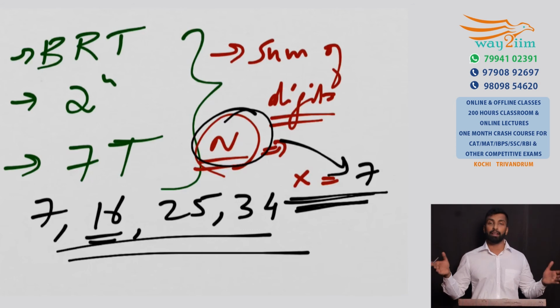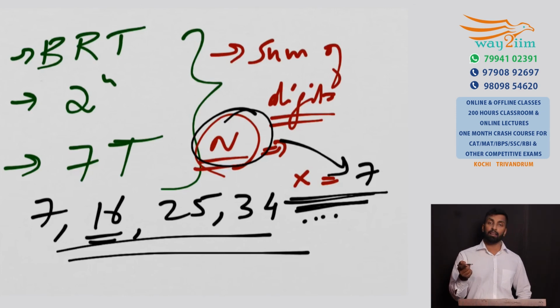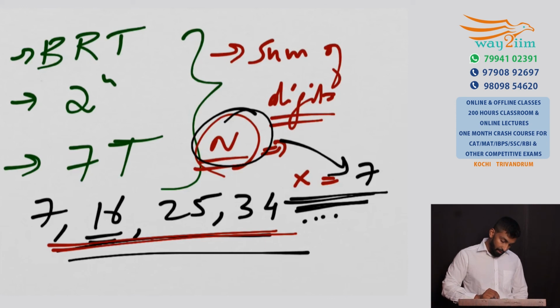They can ask you within a particular range how many such numbers are there. So within 100, how many such numbers are there? If it was a question like, how many such numbers are there less than 100 whose sum of digits is 7, what will you do? You need to observe here. You are getting an AP, an AP with a common difference 9. Here also 9, here also 9.